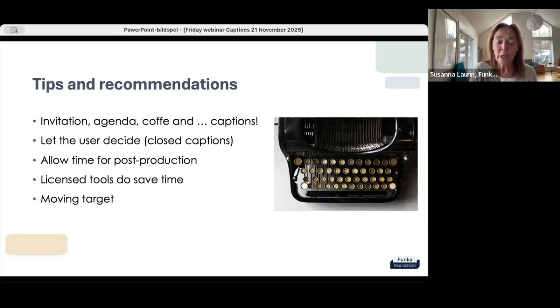So both the auto caption in itself and the tools that you can buy or just use to caption things are really improving very quickly. So you need to make new assessments every now and then. At least that's what we have seen.